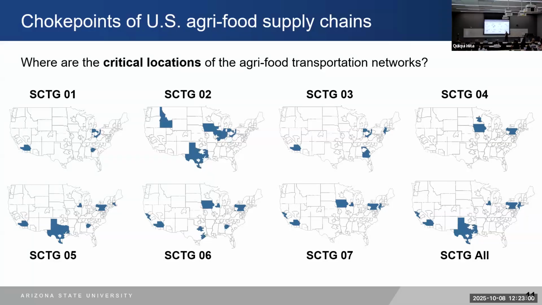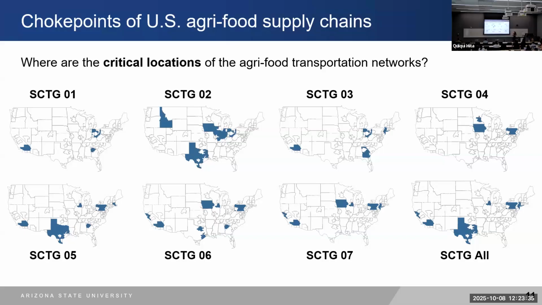SCTG1 is live animals. SCTG2 is cereal grains. SCTG3 is fruits and vegetables. SCTG4 is animal feed and products of animal origin, with eggs and honey included. SCTG5 is meat and meat preparation, I'm sorry. SCTG6 is milled grain goods like pasta. SCTG7 is all other frozen, prepared, processed food. And SCTG all is what it looks like if we aggregate all of them.